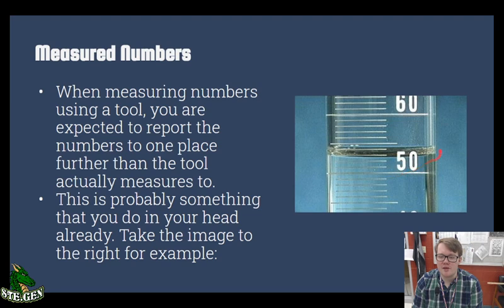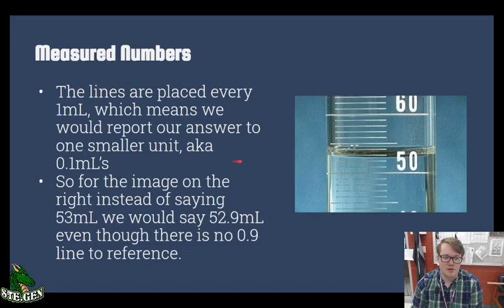And even though you might be thinking, well, that sounds kind of like guesswork, it is, but we are expected, if you're doing science, to have enough capability to guess slightly further than what your devices can actually read. You can detect that minor change. So the lines are placed so that we can actually report our answer, even though it's only to 1 milliliter units, to 0.1 milliliter units. So instead of 53, we would say 52.9, even though there's no actual line saying a 0.9 on that thing.